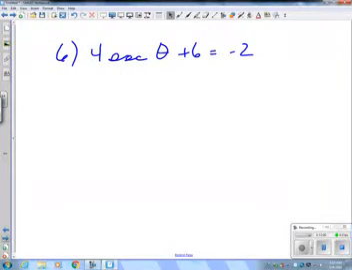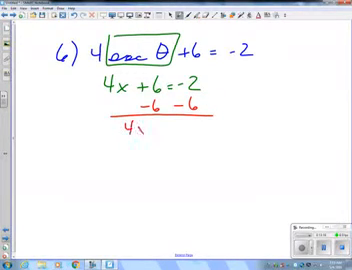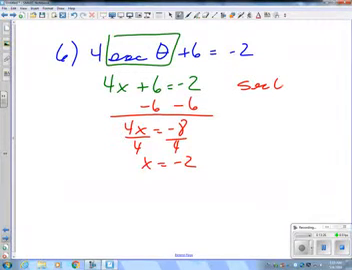In number 6, let's work this one backwards like we did earlier with substitution. We have this is our trig, so we're going to say 4x plus 6 equals negative 2, and solve that first. So I'll subtract 6. That's 4x equals negative 8, and divide by 4. X equals negative 2.